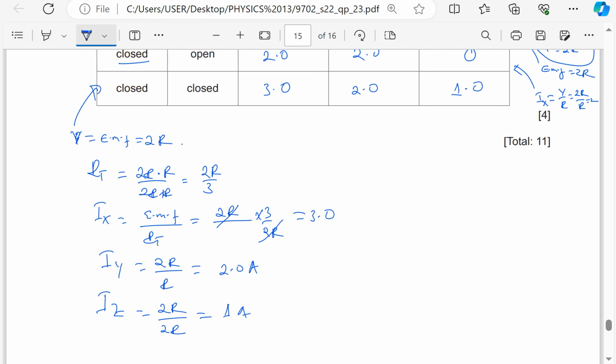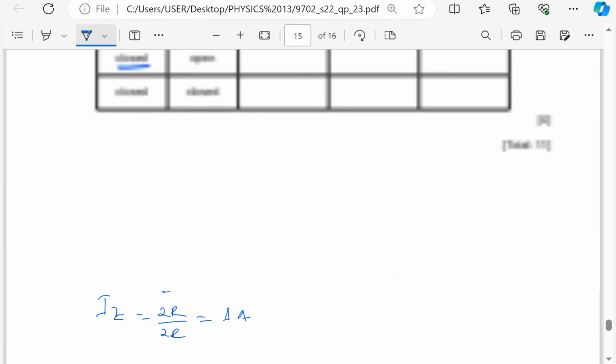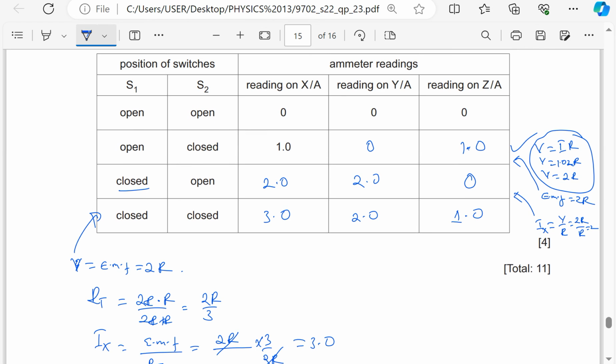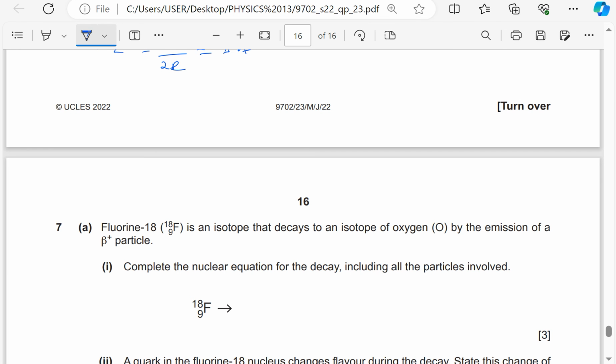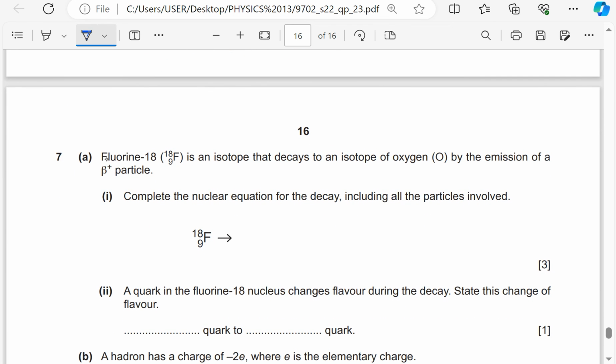Okay. So that is the complete table. It requires a lot of understanding, of course. And finally, particle physics, which is always the last question. Fluorine-18 is an isotope that decays to an isotope of oxygen by the emission of beta plus. This is a positron. Complete the nuclear equation for the decay, including all the particles involved.